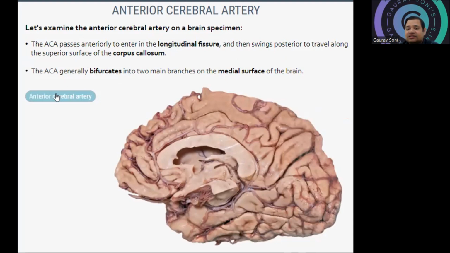So here you can see the anterior cerebral artery.